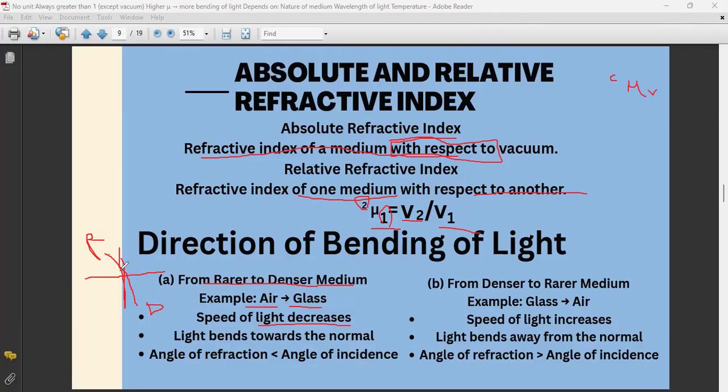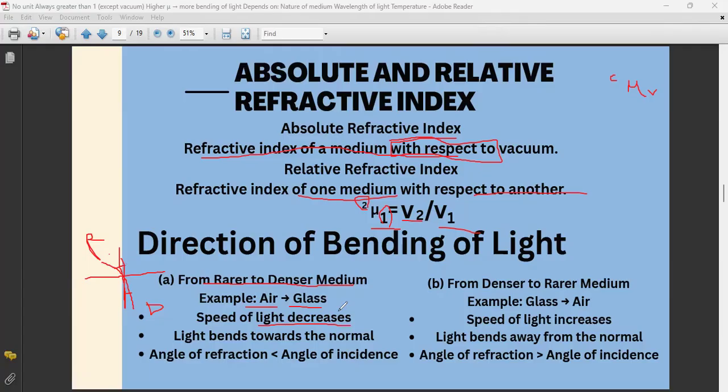Let me just draw it again. Let's suppose this is the incident ray and this will be the normal. This will be the refracted ray. So light bends toward the normal. Angle of refraction will be smaller than the angle of incidence here. So light bends toward the normal.